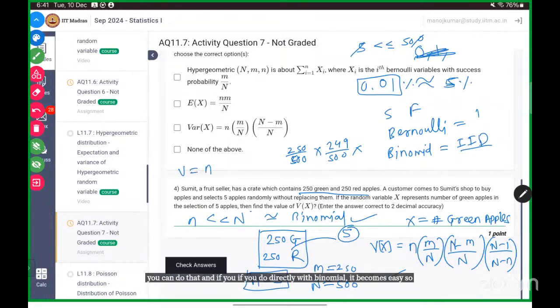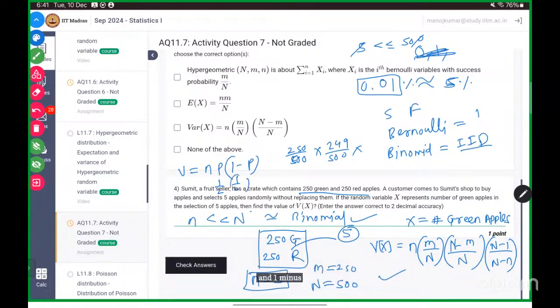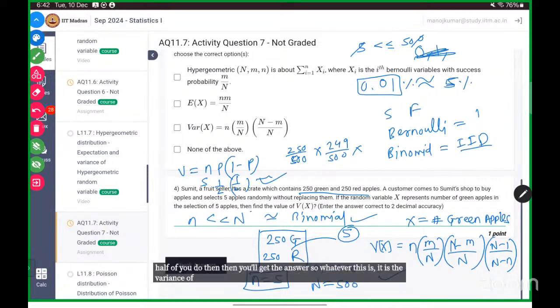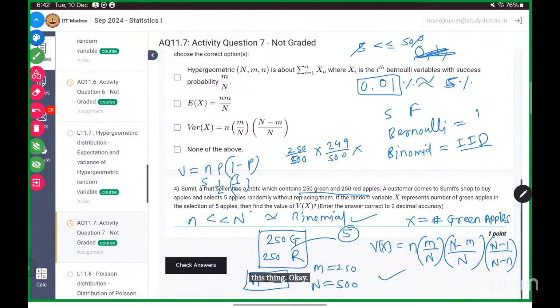If you do it directly with binomial, it becomes easy. The variance is n into p into 1 minus p. You just need to find p, the probability of picking a green apple, which is half, and 1 minus p is also half, and n is 5, small n. So 5 into half into half gives the variance. You can do that, or else you can do the other way. Both will give almost similar answers, up to 2 decimal accuracy.